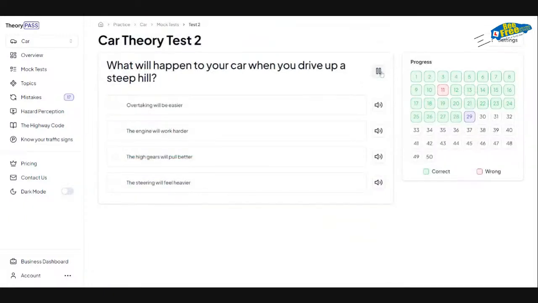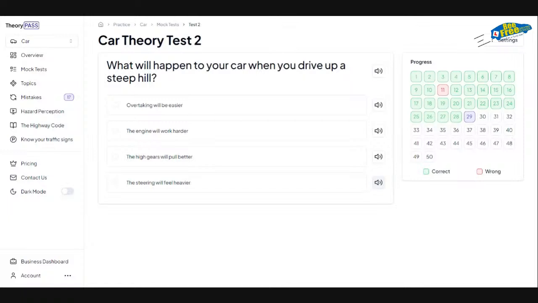What will happen to your car when you drive up a steep hill? Overtaking will be easier. The engine will work harder. The high gears will pull better. The steering will feel heavier. Okay, so let's just go through a process of elimination. Overtaking will be easier. That doesn't make any sense.